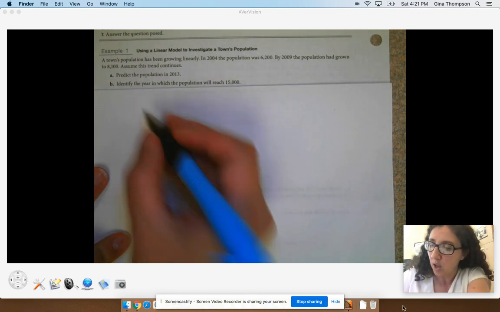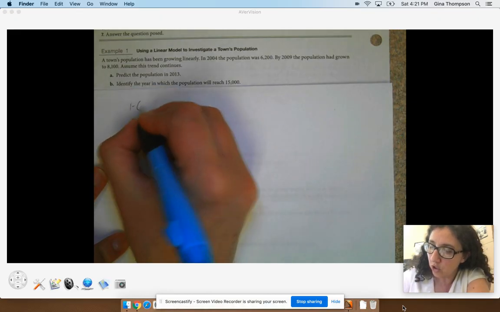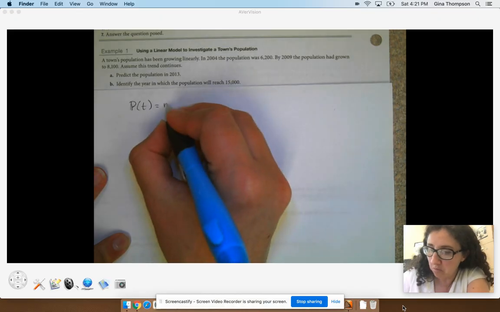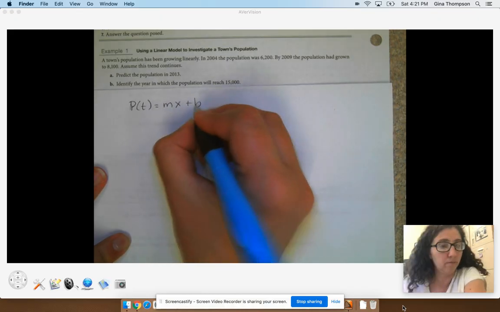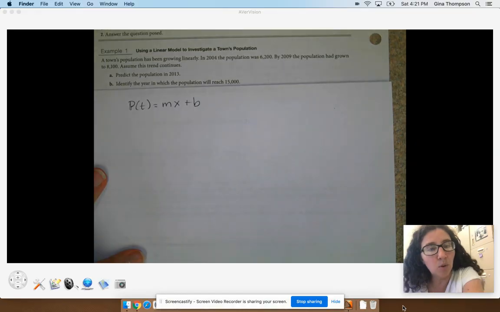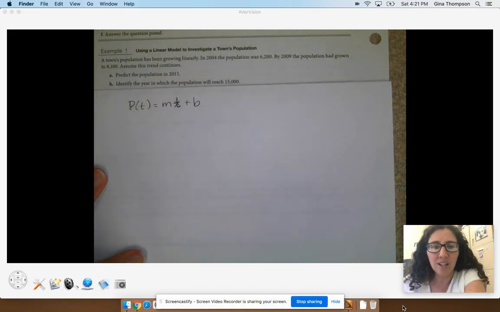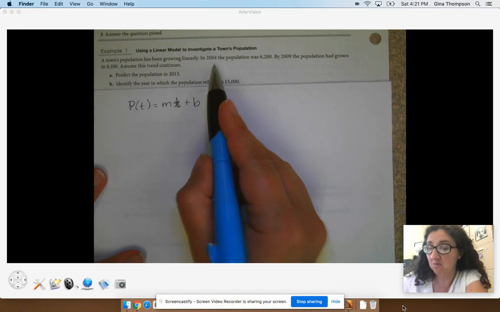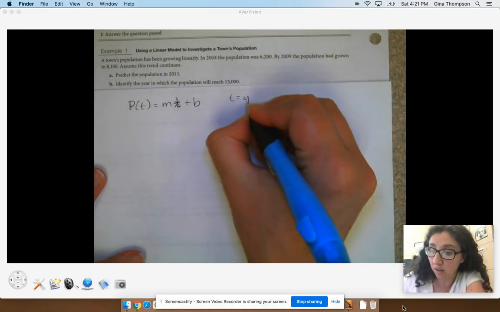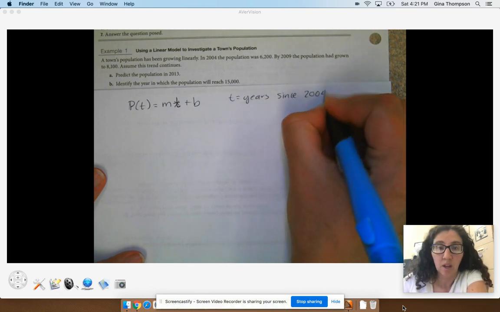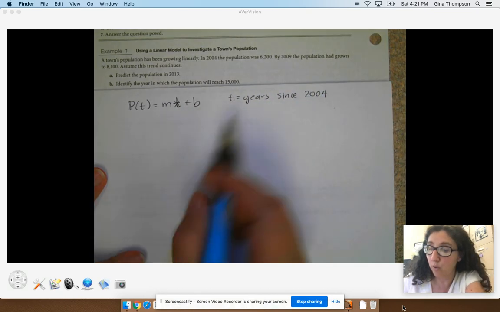Our mathematical model. So the population as a function of time is going to be some mx plus b, right? We also have to define what our variables mean. Whoops, and this should be a t. What is t? Well, let's define t to be t equals years since 2004.